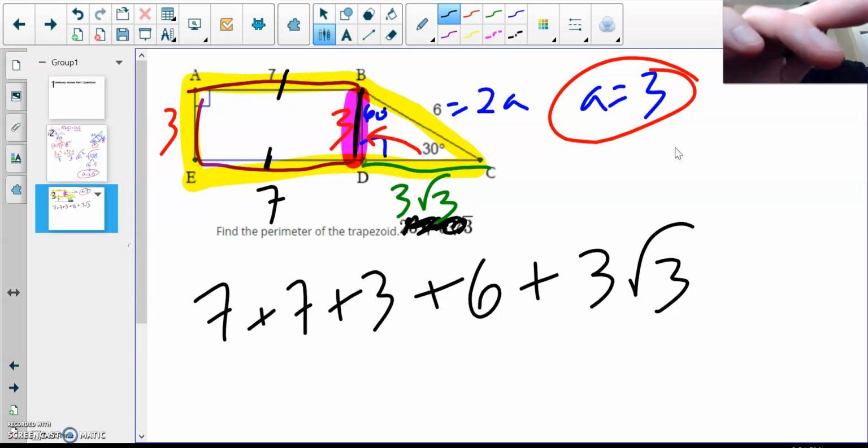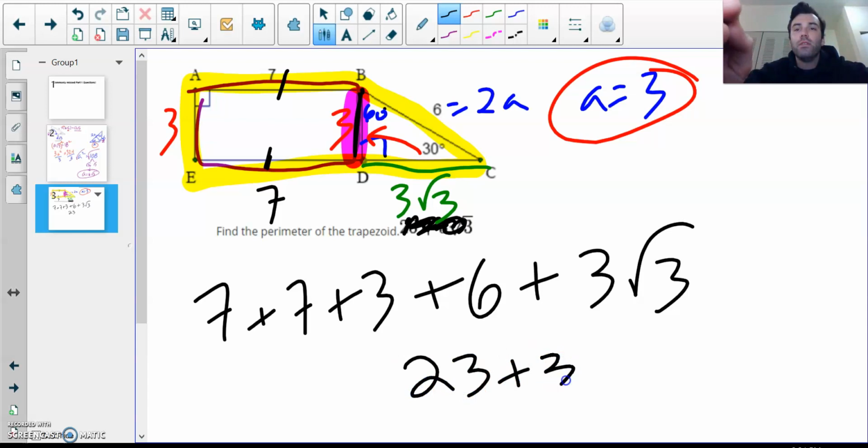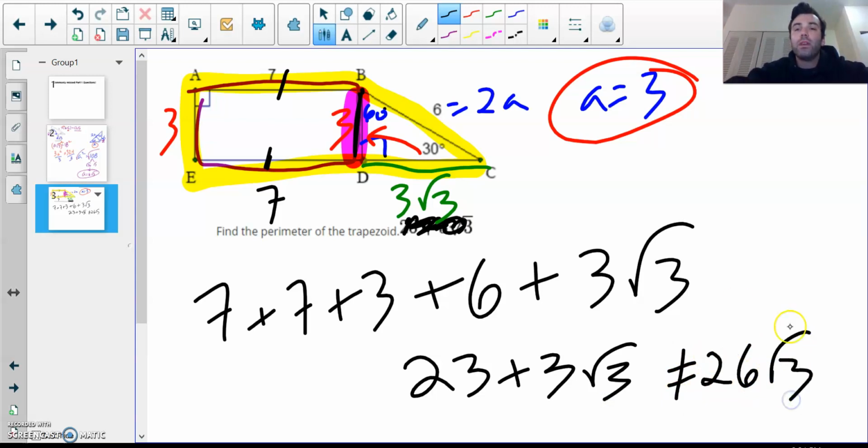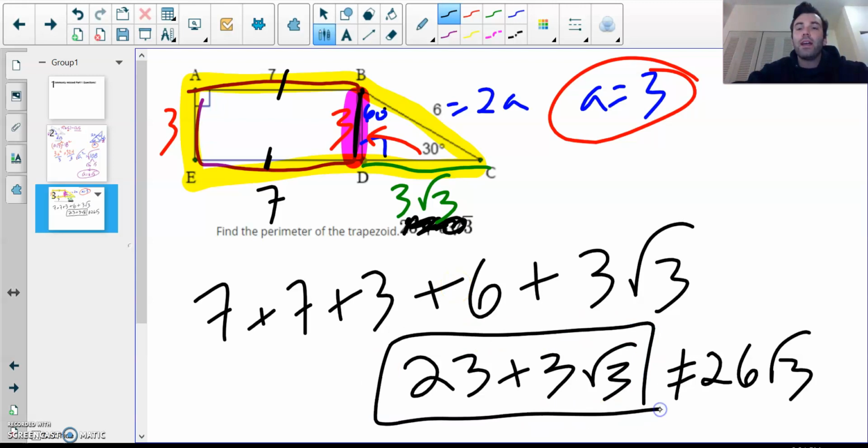So now I add these up. 7 plus 7 is 14, plus 3 is 17, plus 6 is 23, and then you write plus 3 radical 3. This does not equal 26 radical 3. You need to leave this as your final answer because I cannot combine these two since they aren't like terms.